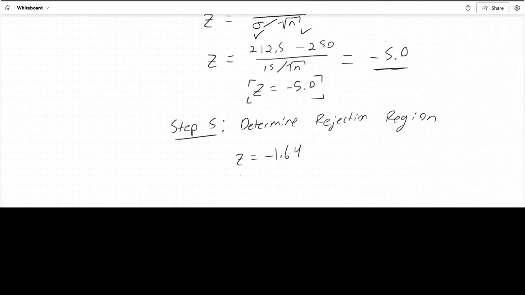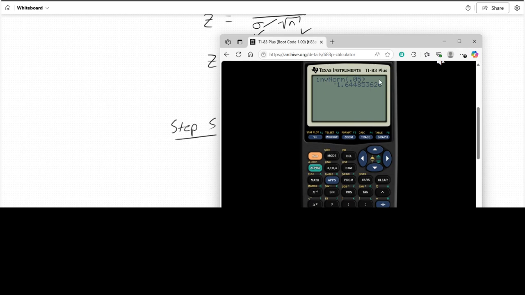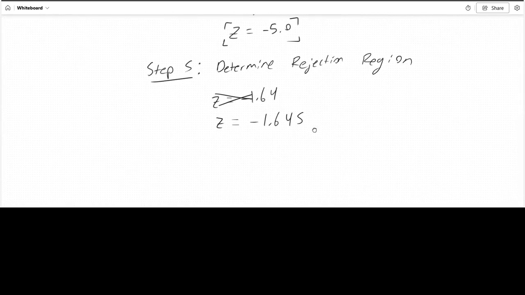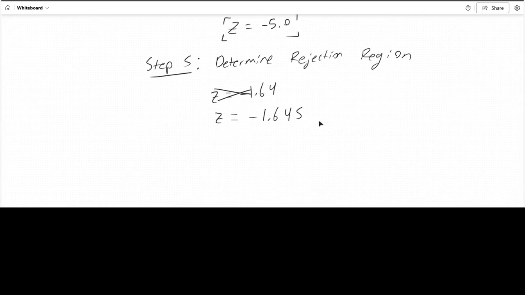So using the calculator, we have a better updated value of negative 1.645. We can cut this off. The more digits, the more accurate, but this will be fine for our class purposes. The t-table is good, but because we can use it on the calculator, we're going to use a slightly more accurate value. I'm not going to ding you on those on your homework or the quiz, though.